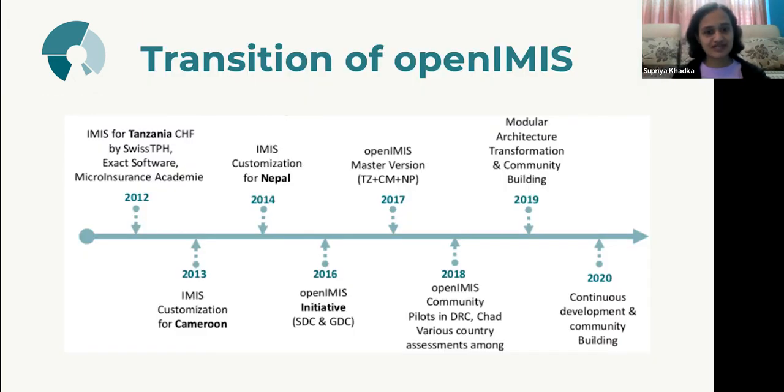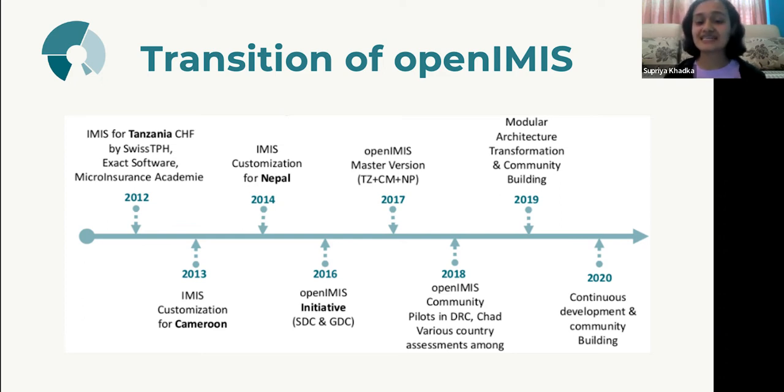If we talk about the transition of openIMIS, IMIS for Tanzania CHF started in 2012. Then IMIS was customized for Cameroon in 2013. In 2014, it was customized for Nepal. In 2016, the openIMIS initiative with STC and GDC was started. The openIMIS master version for Tanzania, Cameroon, and Nepal was launched in 2017.